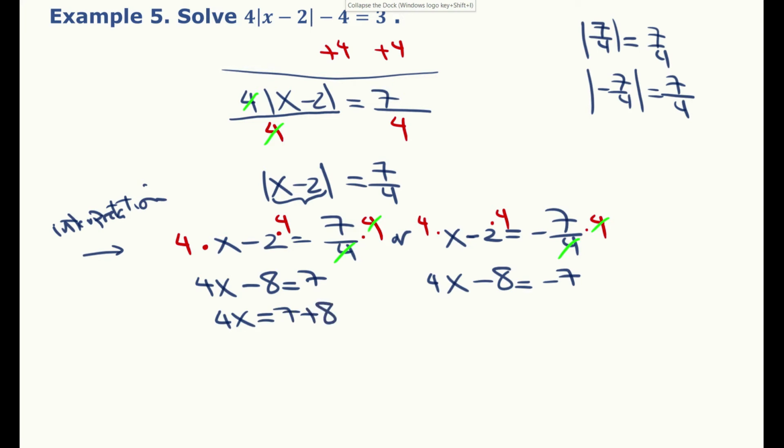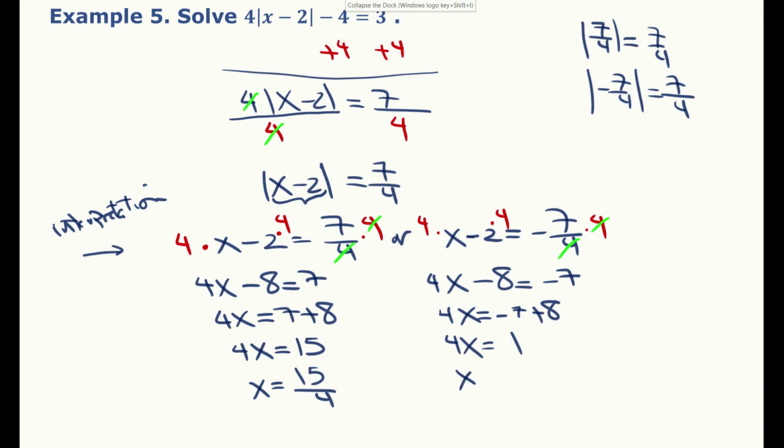So here we get 4x equals, move the negative 8 to the other side. I can do all that now because I'm dealing with simple linear equations with no absolute values in them. And we end up with 4x equals 15. So x equals 15 over 4. Over here we have 4x equals negative 7 plus 8. So 4x equals 1. So x equals 1/4.